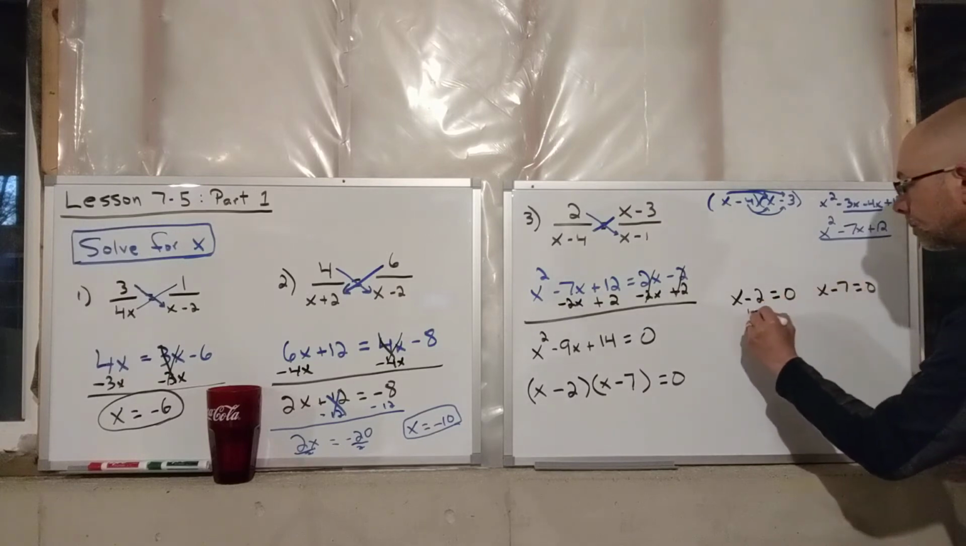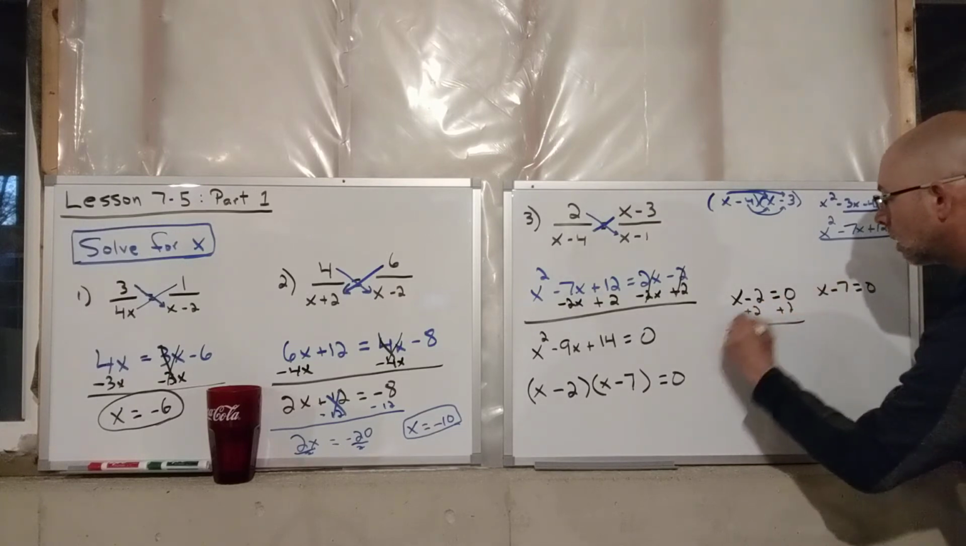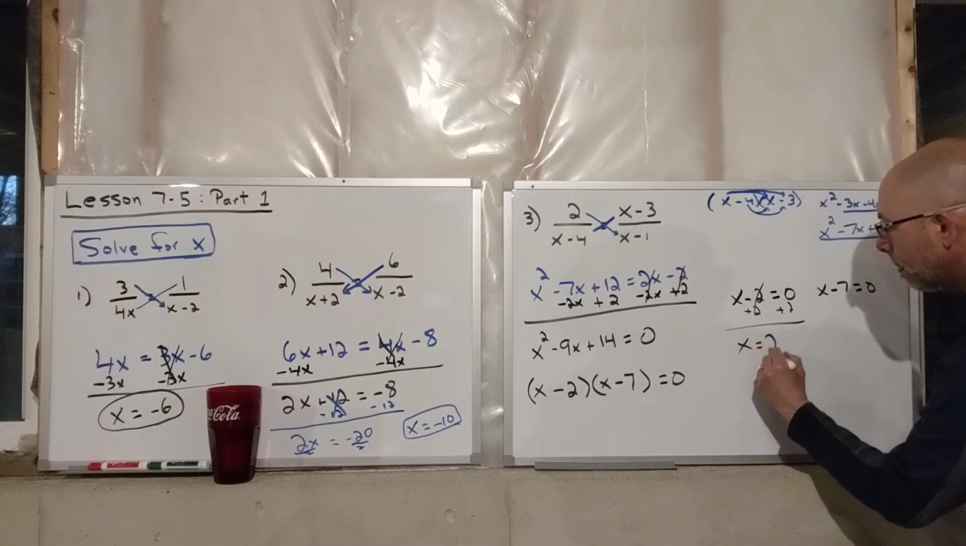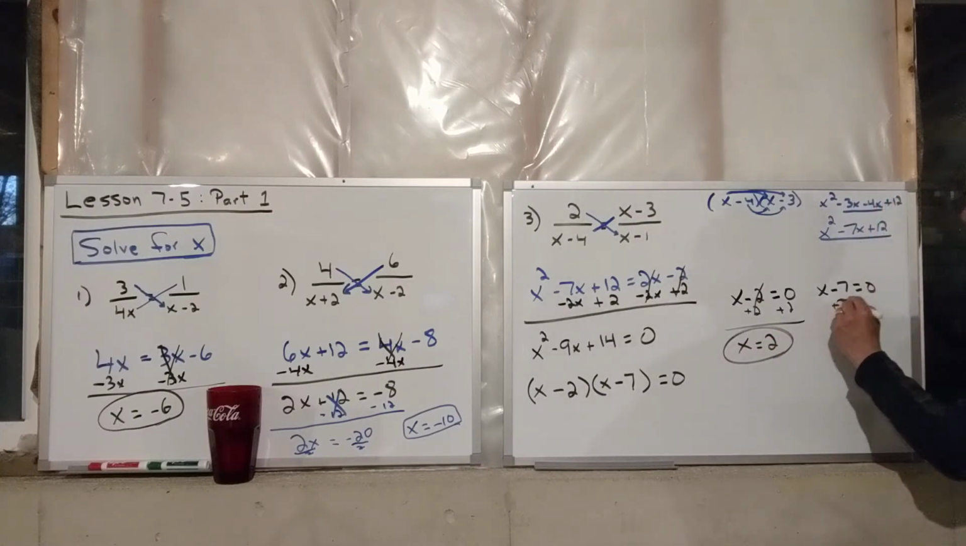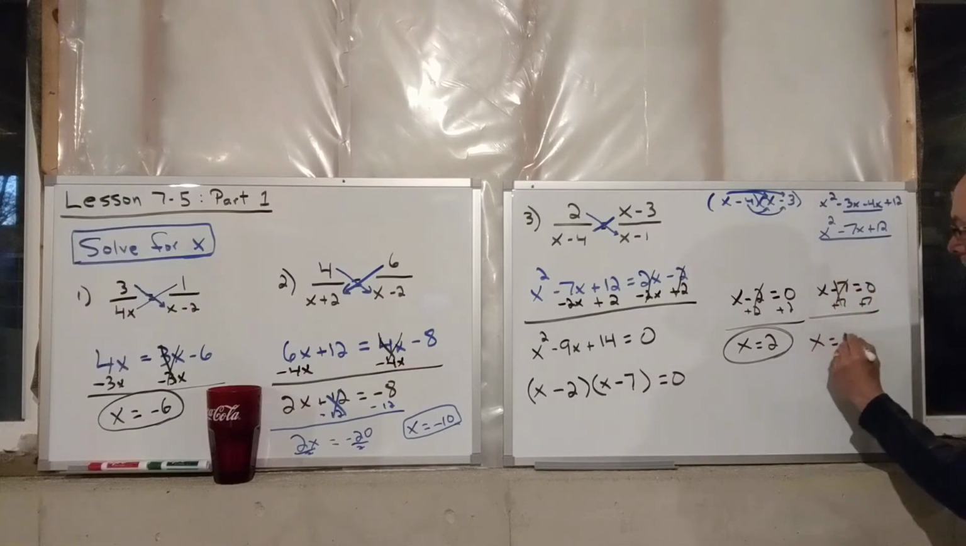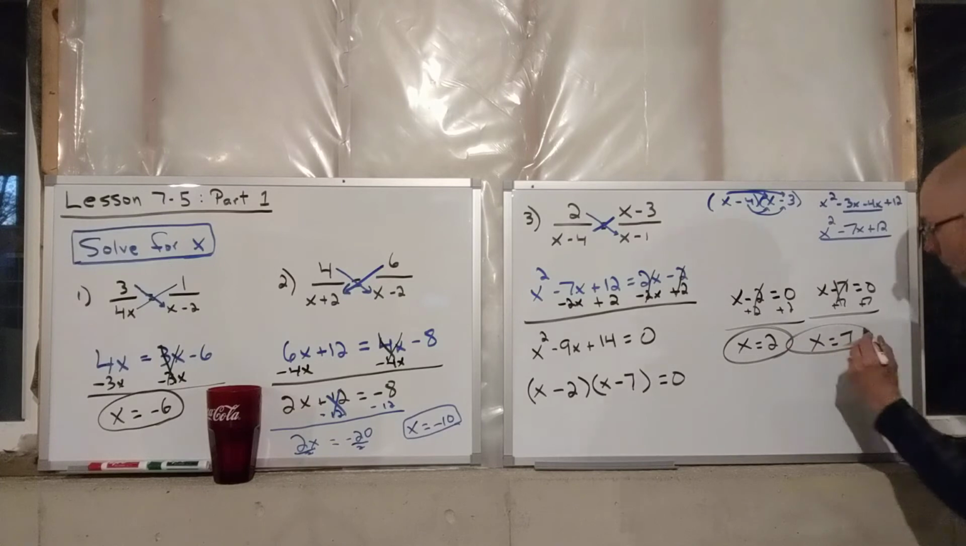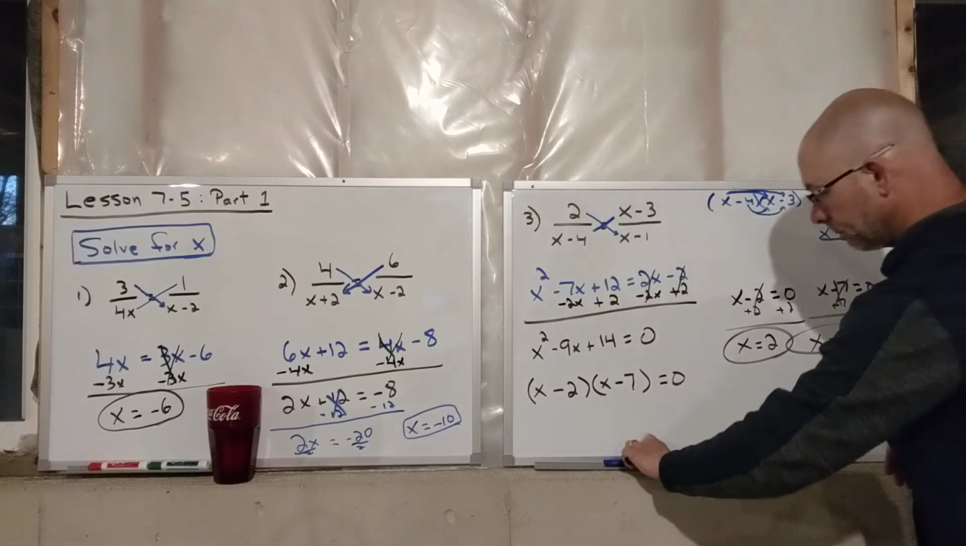Add 2 for x equals 2, and add 7 for x equals 7.